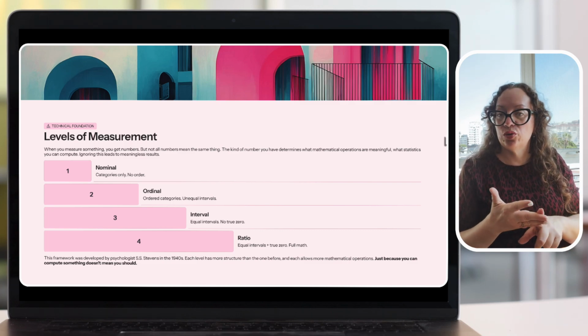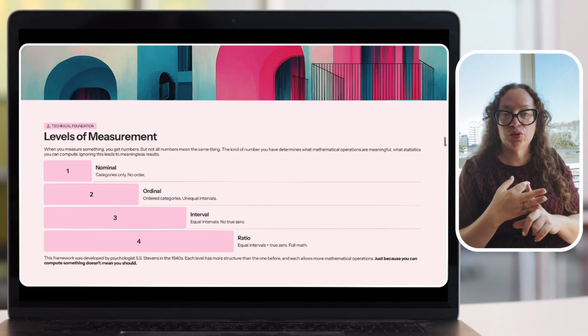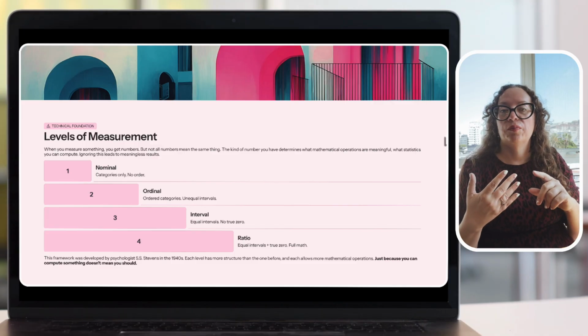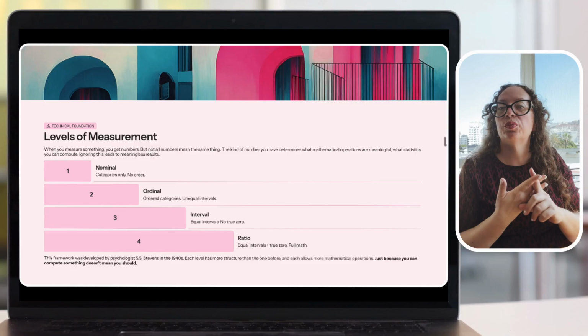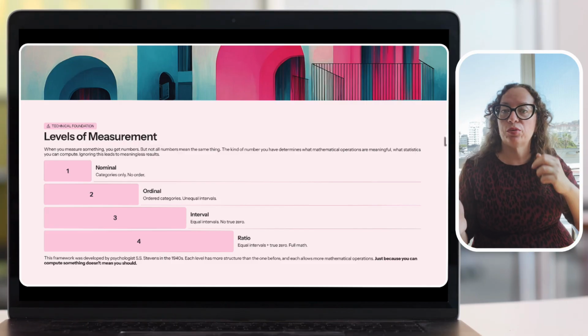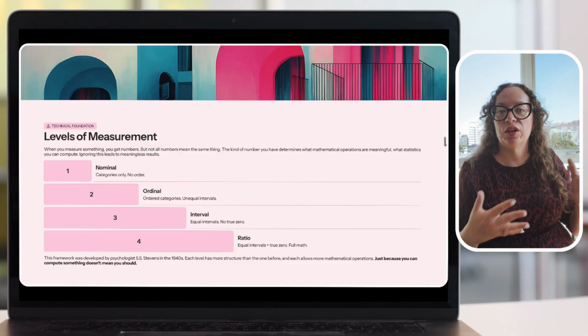Interval: equal intervals, but no true 0. So you can compute means and do most statistical tests. And then ratio: equal intervals plus a true 0. So all mathematical operations work: height, weight, reaction time, income level.